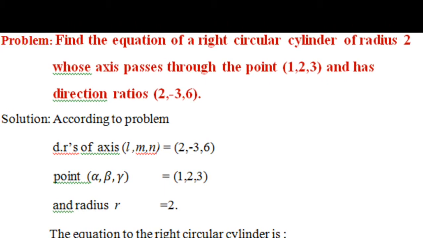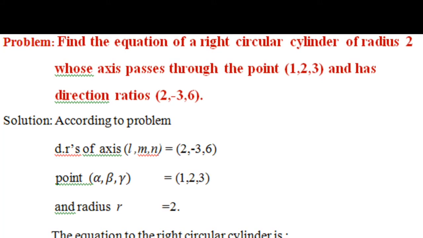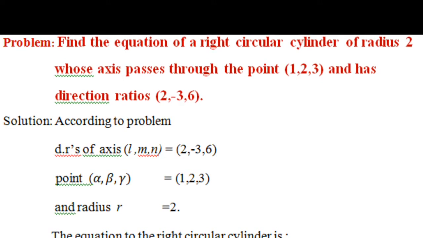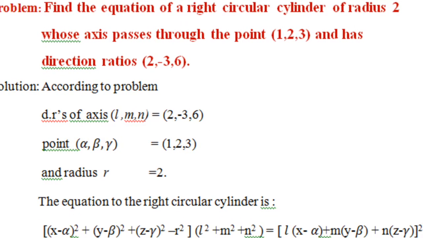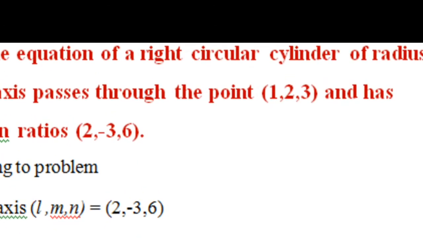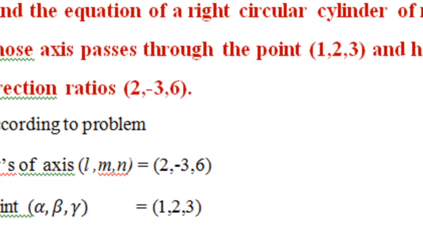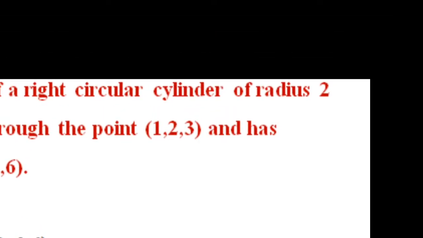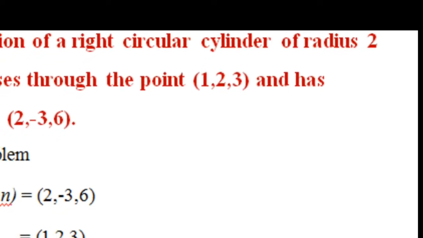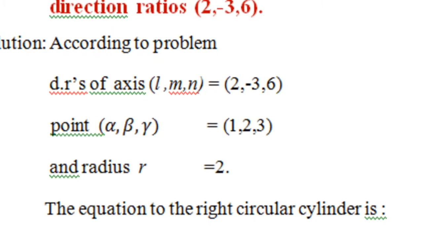observe the problem carefully. Here, according to the problem, they have given direction ratios as 2, -3, 6. That means l, m, n is equal to 2, -3, 6. Next, they have given that the axis passes through the point 1, 2, 3. That means alpha, beta, gamma is equal to 1, 2, 3. And they have given that the radius of the cylinder is 2. That means r is equal to 2. So first of all, we have to write down the data according to the given problem.